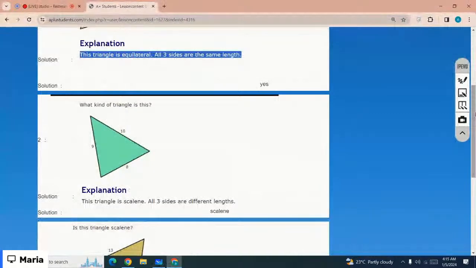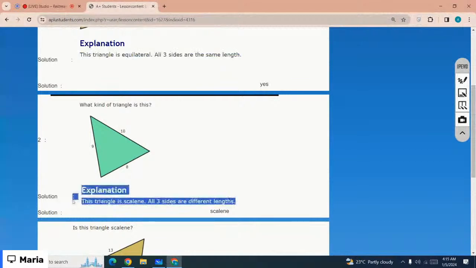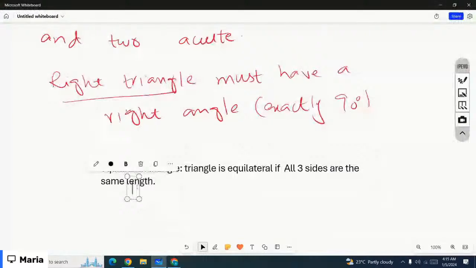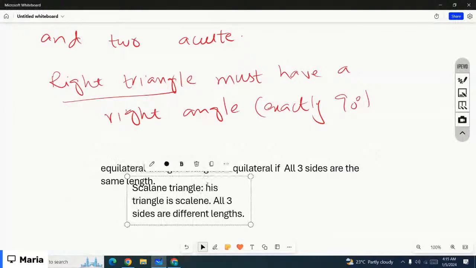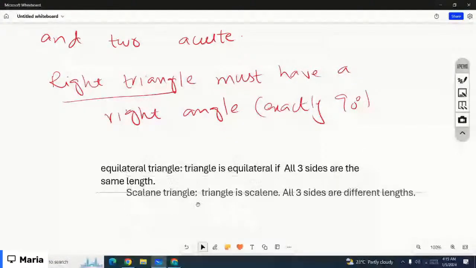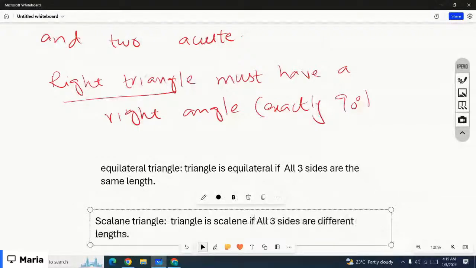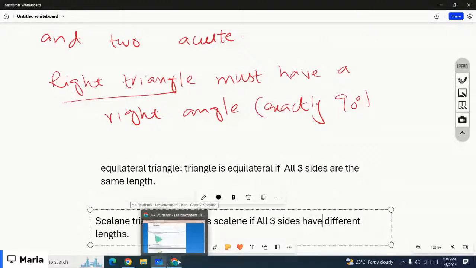You can see all three sides have different side lengths, 10, 9, and 8. So that is the scalene triangle. Got it? The triangle is scalene if all three side lengths are different. You can note down these definitions. If all three sides have different lengths, right? That is the definition of the scalene triangle.